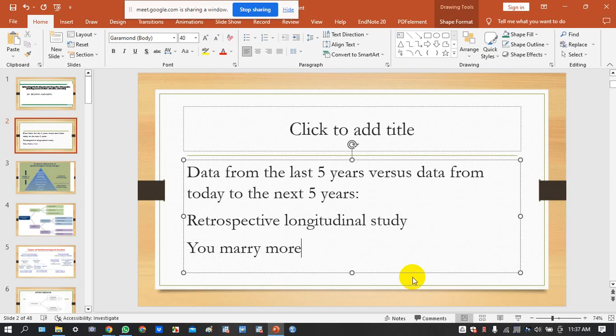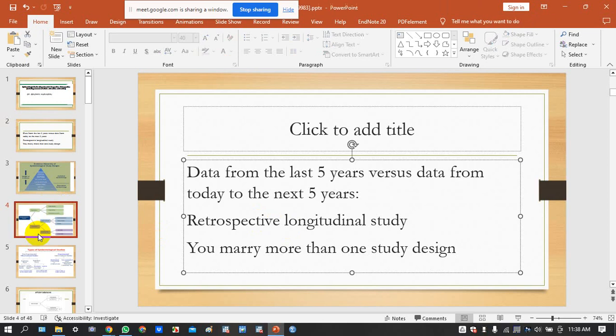So you can marry more than one study design. So you can have more than one study design. This retrospective longitudinal, retrospective prospective study is just a study design for one experiment. So you can put together a cross-sectional case control study. It becomes a study design. Depending on your resources, you can marry the study designs.